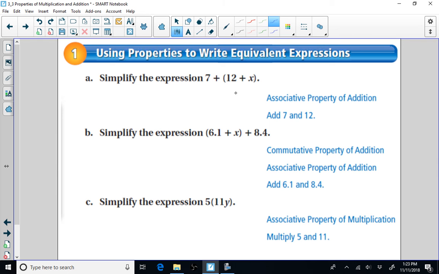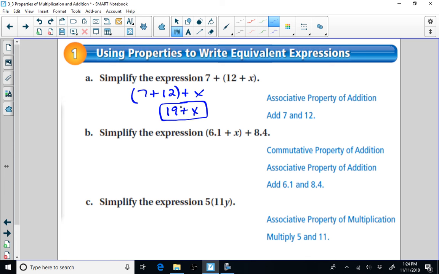If I look at this first expression, I have 7 plus 12 plus x in parentheses. Well, I can't add 12 and x, right? So I must use my associative property here. Instead of the 12 and the x being grouped together, I'm going to group together the 7 plus 12 in parentheses. Notice I didn't change the order of the addends: 7, 12, x. I just changed what was grouped together. And then I simplify. 7 and 12 is 19. 19 plus x would be my simplified expression.